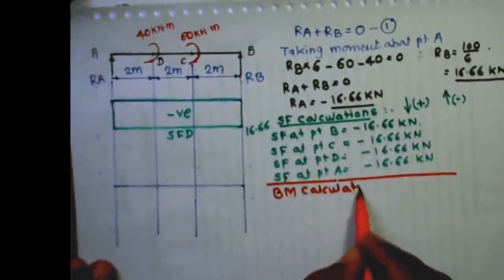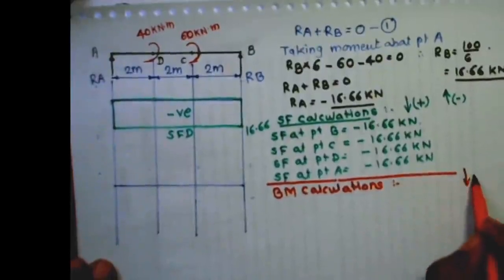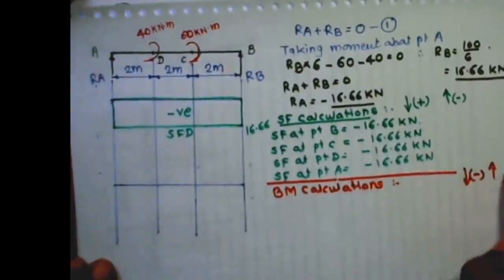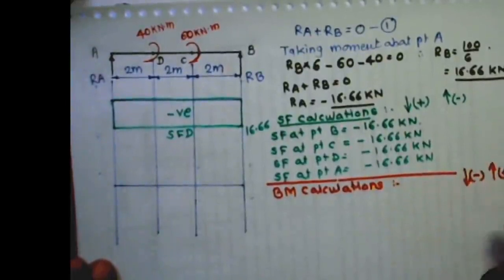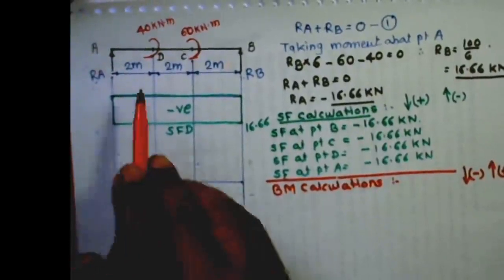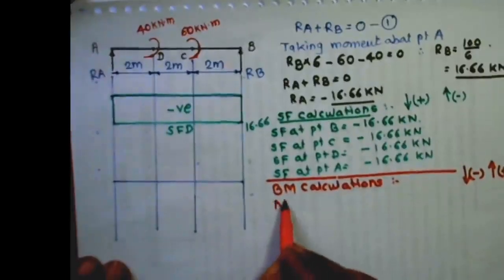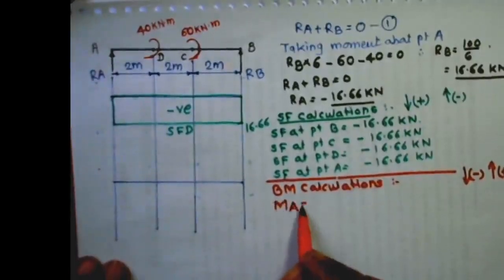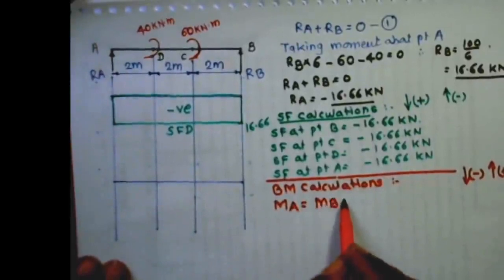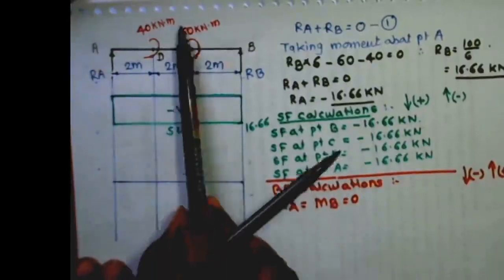Bending moment calculation. Again decide our sign conventions. Downward negative, upward positive, or you may say anti-clockwise directions positive, clockwise directions negative. Now, bending moment at point A and B is always 0. So according to that, bending moment at point A is equal to bending moment at point B is equal to 0. Now we will take the moments at point C.